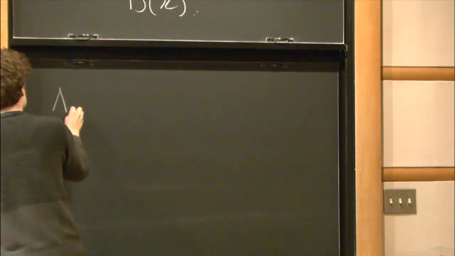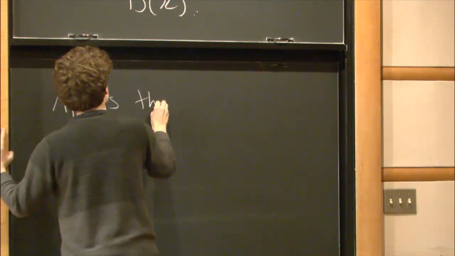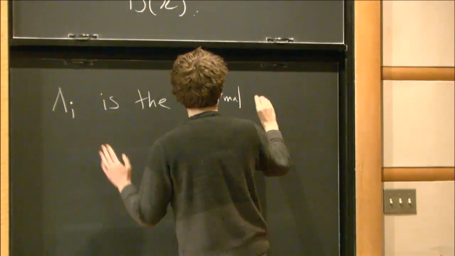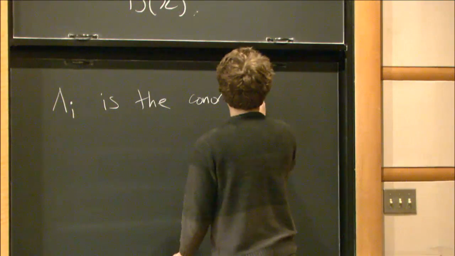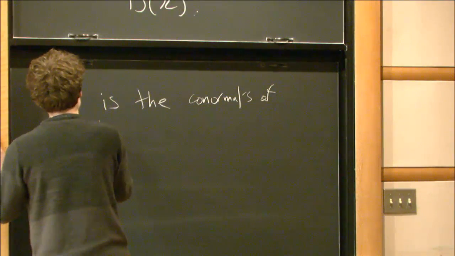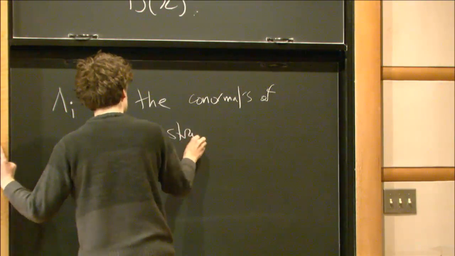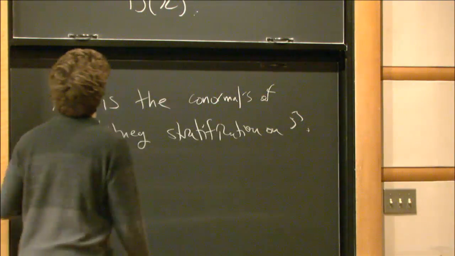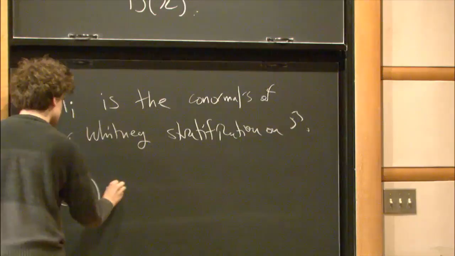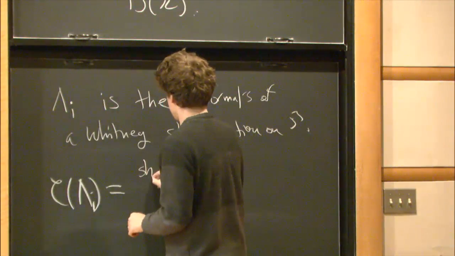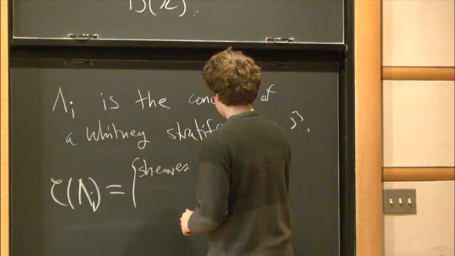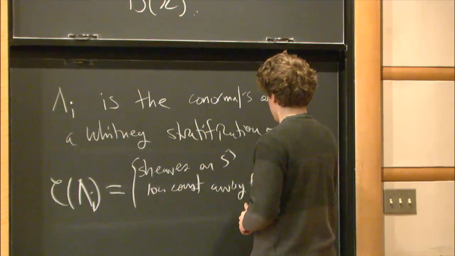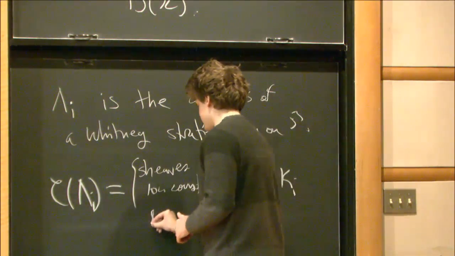So these lambda sub i are the conormal Legendrians of a simple Whitney stratification on the 3-sphere. So the categories themselves are just sheaves on S3 that are locally constant away from K and locally constant on K.